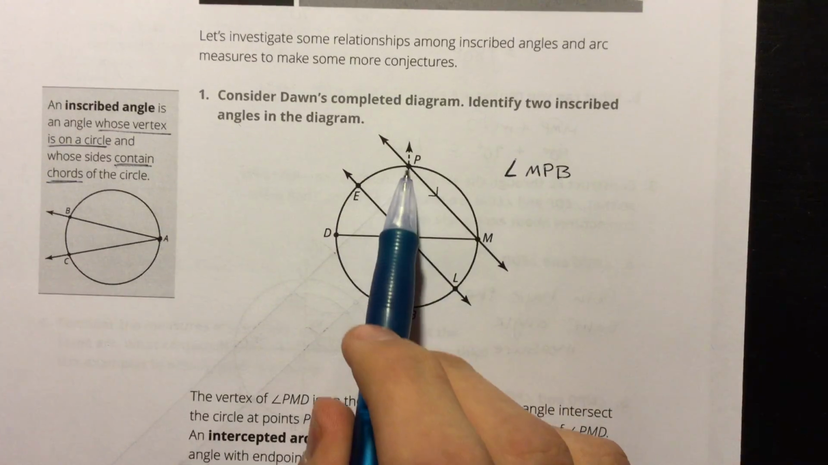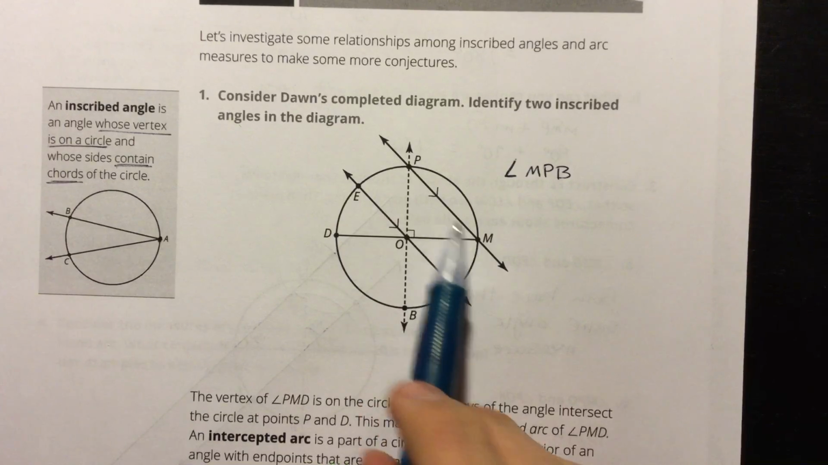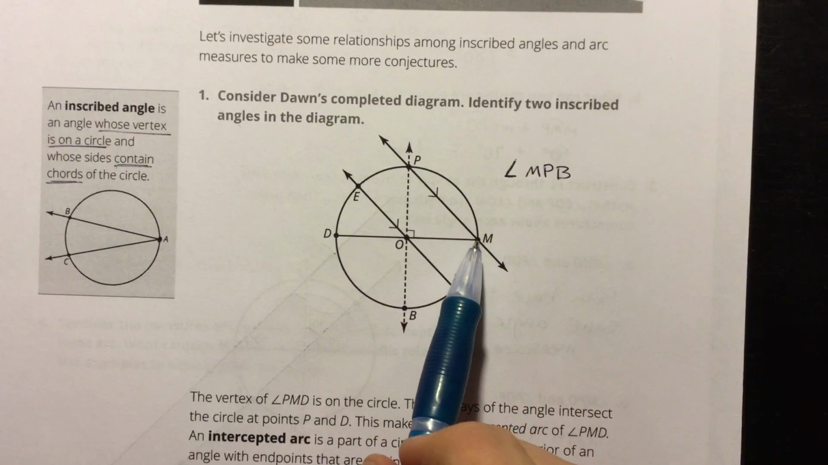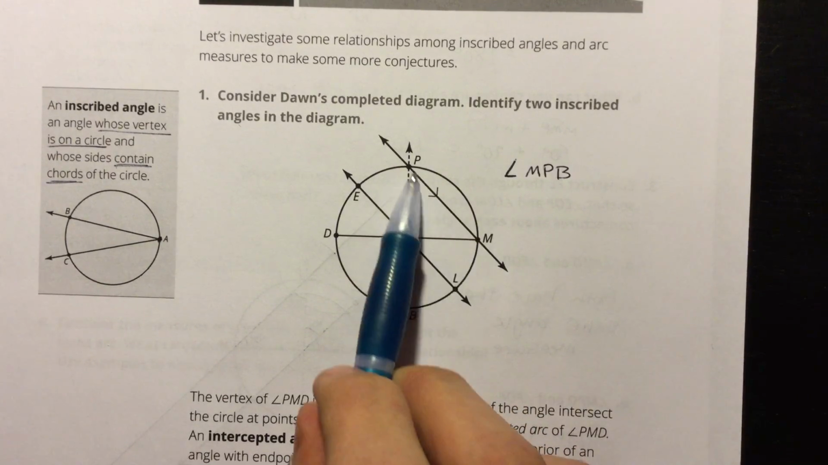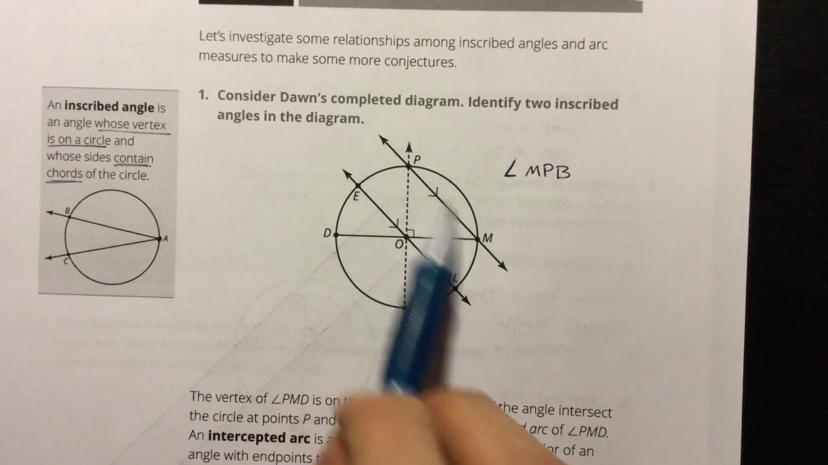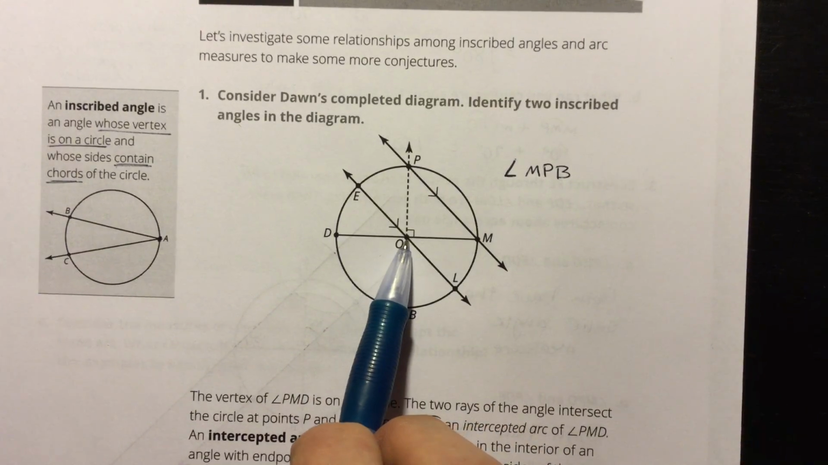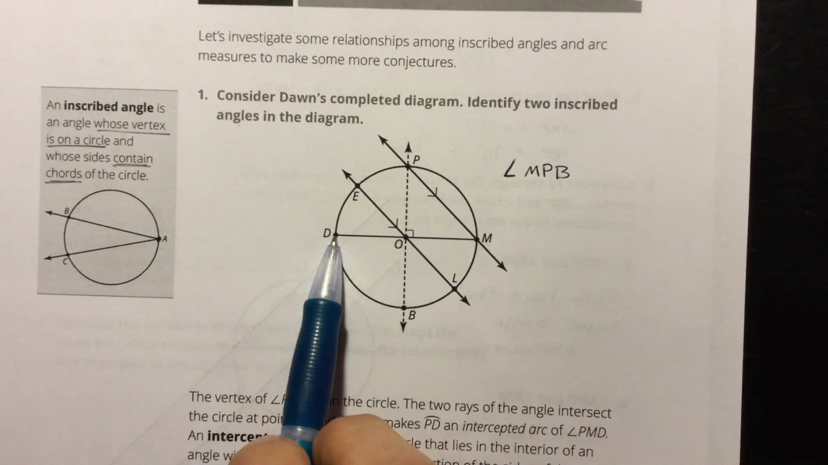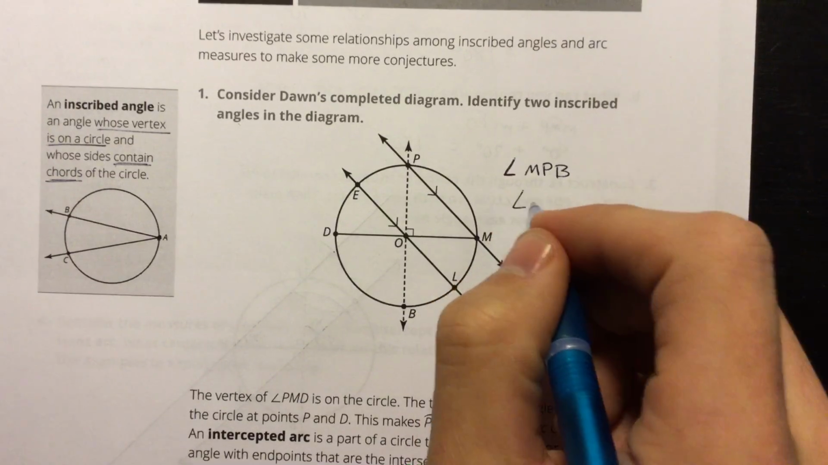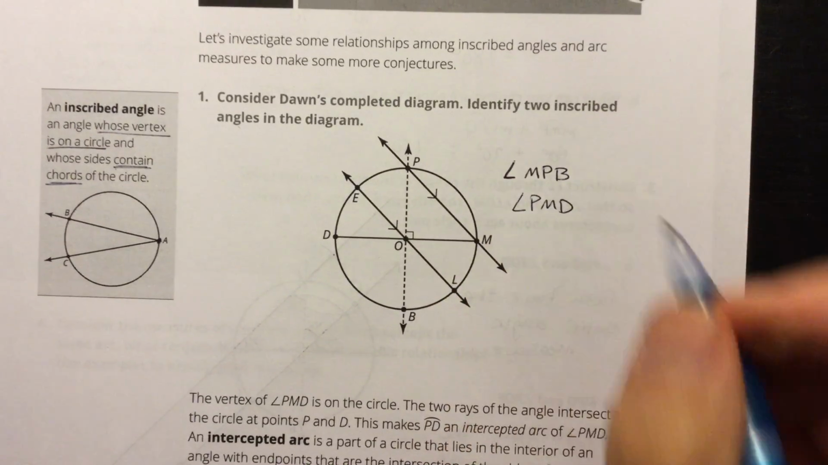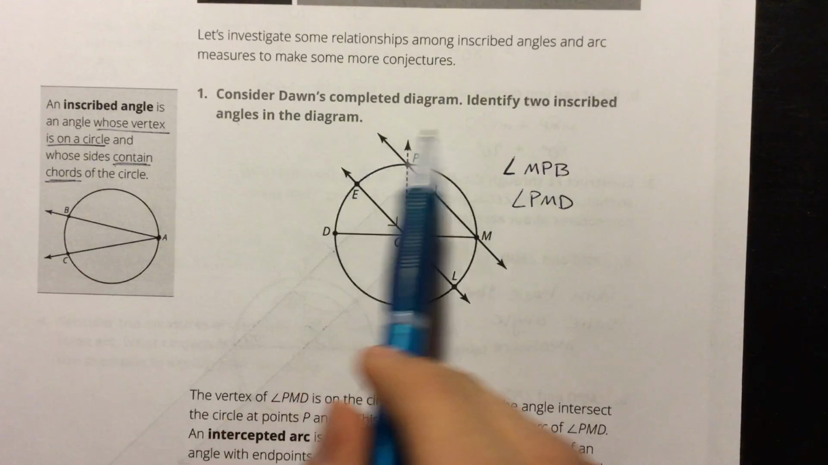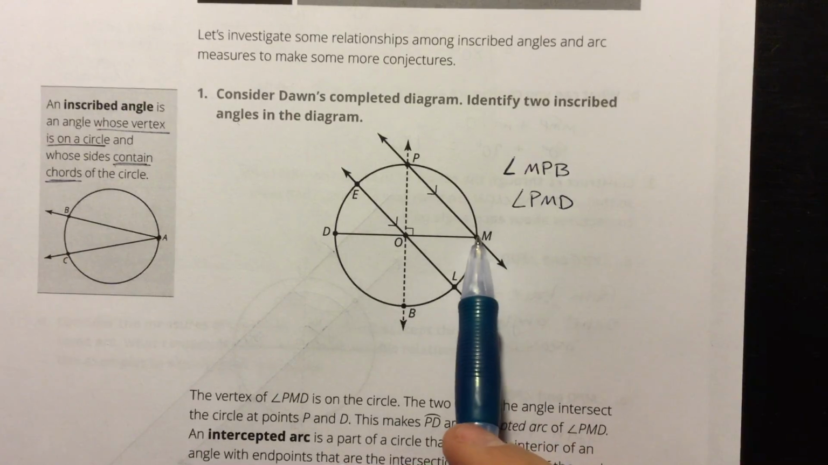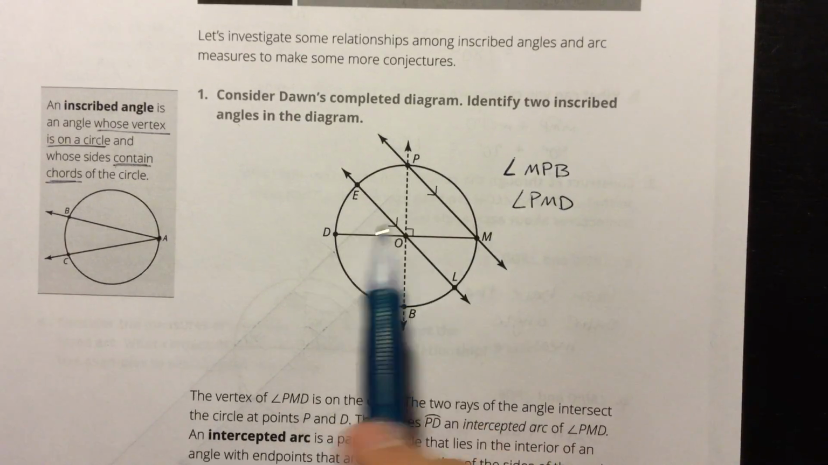That was point P. Now going over to M, it looks like M has 2 lines that come away from it as well, so it also looks like it could be an inscribed angle. So I just need to check to see if these lines are chords. I already know that MP is a chord from my last one. And then if I go from M to O, those both aren't endpoints on the circle, but if I go all the way over to D, that makes MD a chord, so I can say that angle PMD is also an inscribed angle. And there are only 2 in this diagram, so it says identify 2. If you get a different one, just double check to make sure that you have your vertex on the circle and that both sides are chords.